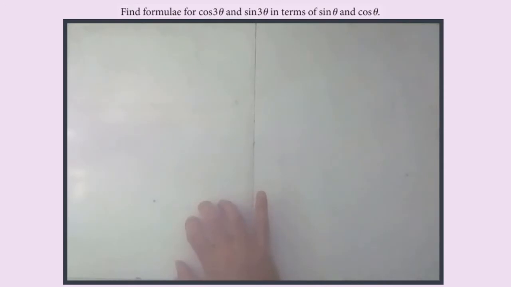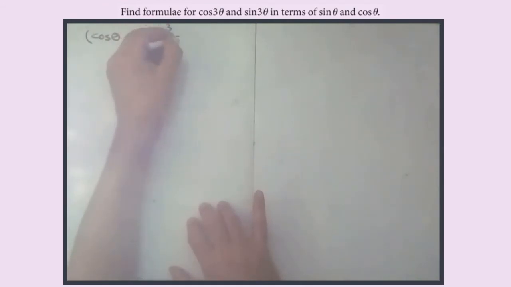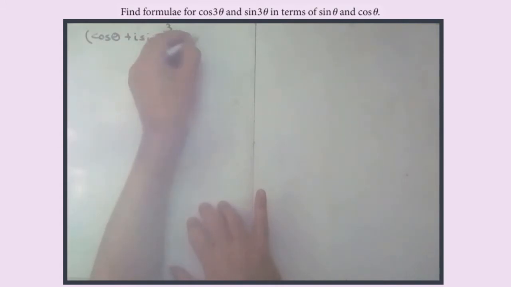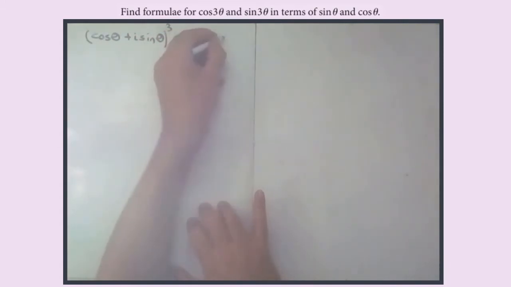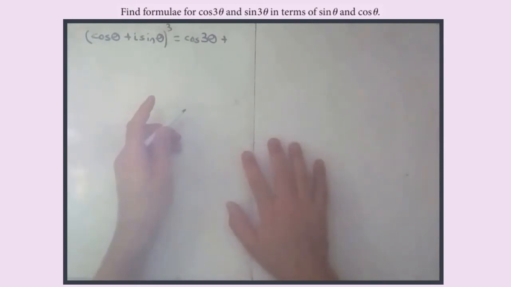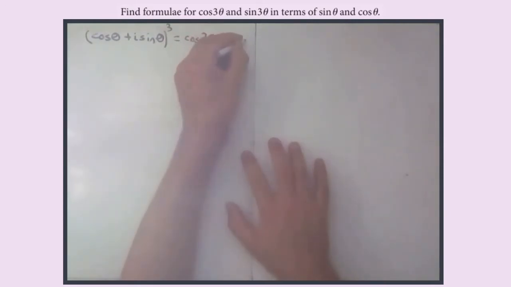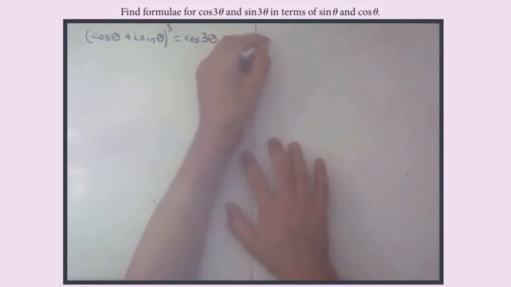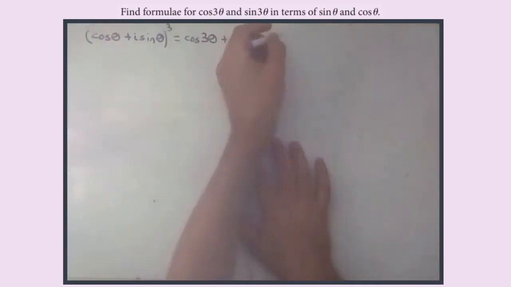Okay, so this is another application of de Moivre's theorem. If we had cos θ plus i sin θ, and we take that number and cube it, according to de Moivre's theorem, that would give an answer of cos 3θ plus i sin 3θ. Okay, that's just de Moivre's theorem.